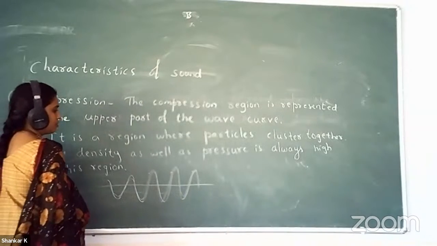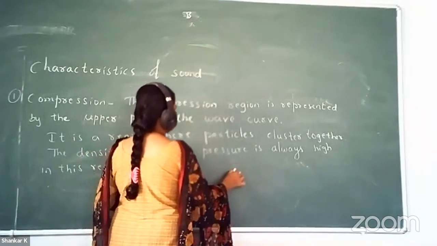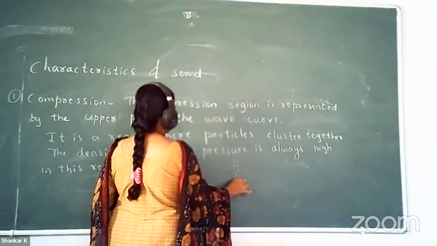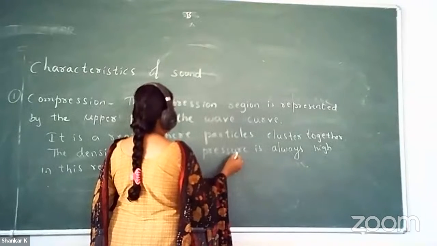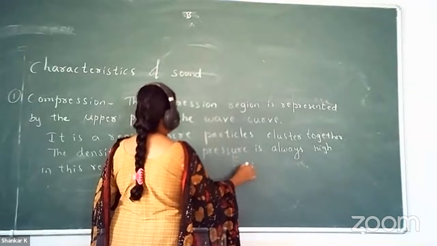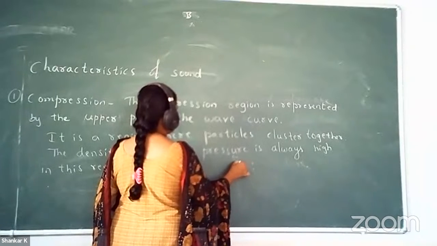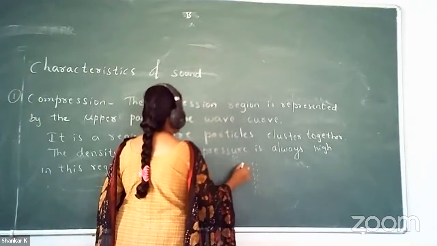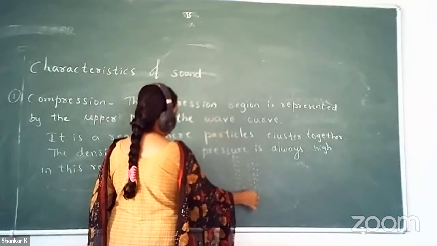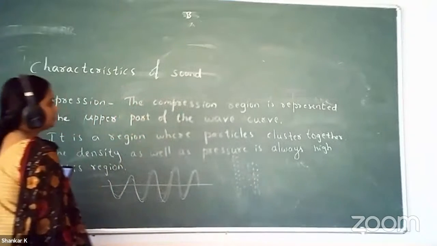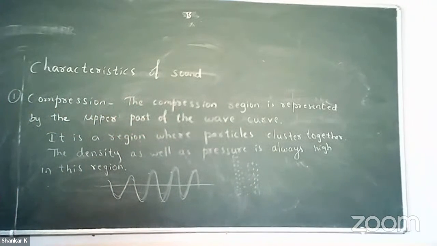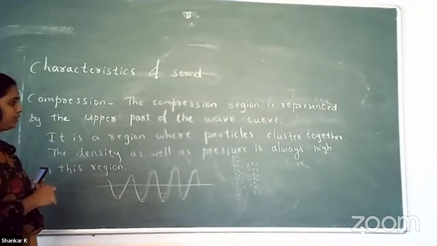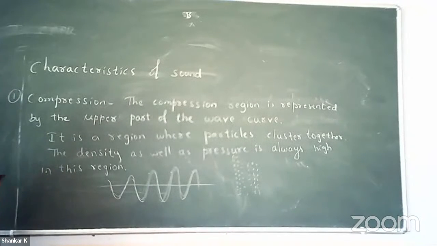These are rarefactions. When the particles of the medium are close together, this is called compression. Rarefaction means the particles go from this to this. Yesterday what I had discussed, this indicates rarefaction. Means the lower part of the wave curve, the region where particles separate. That is what we say rarefaction.